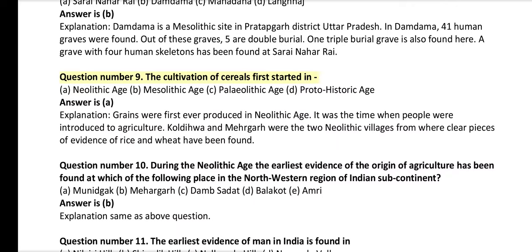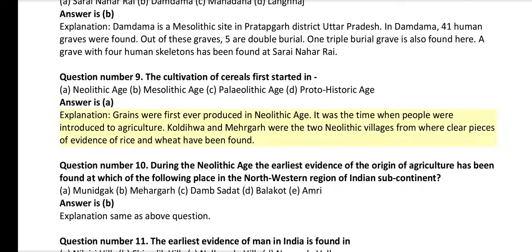Question number 9. The cultivation of cereals first started in A. Neolithic age, B. Mesolithic age, C. Paleolithic age, D. Proto-historic age. Answer is A.